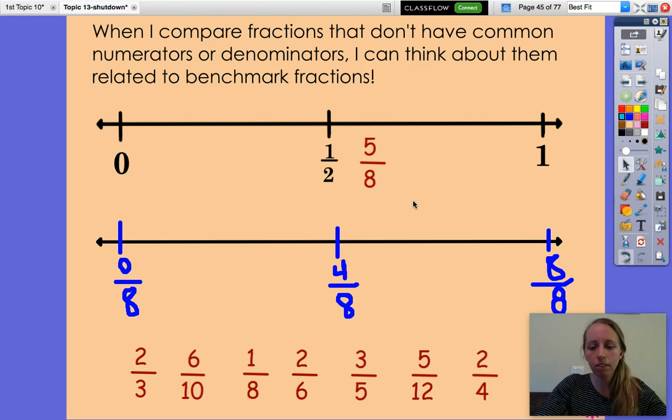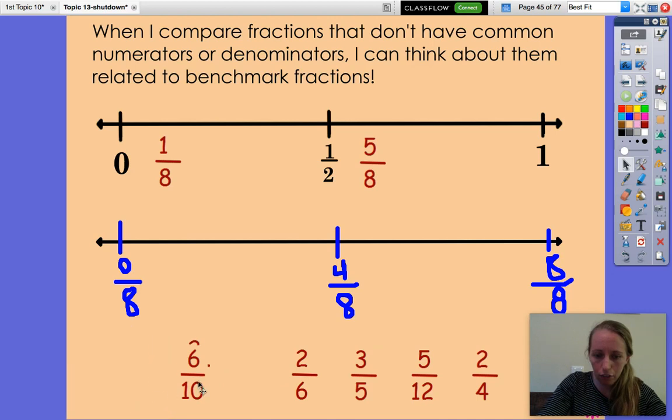Okay, let's move on to our next fraction. Do we have any more eighths? Oh, we have another eighth down here. So 1/8. 1/8 is obviously less than 5/8, right? It's closer to 0. 0/8, 1/8, 4/8, 5/8, 8/8. So we're going to put it around here. So 1/8 is definitely less than 5/8. All right, let's move on to thirds.